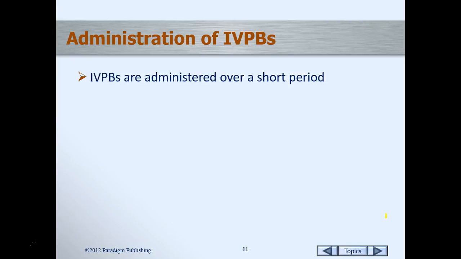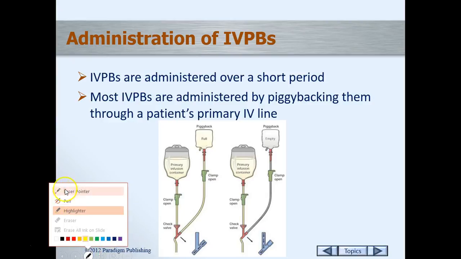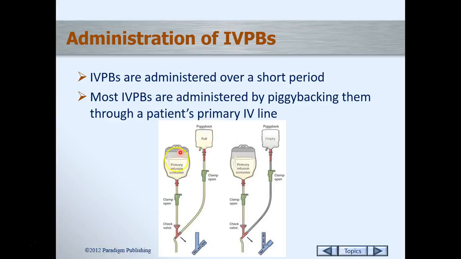Administration of an IV piggyback, they're administered over a short period of time. That's intermittent. Most of the IV piggybacks are administered by piggybacking them onto the primary line. So here is an illustration of a piggyback. This first diagram here, you've got your primary infusion running through your primary line.